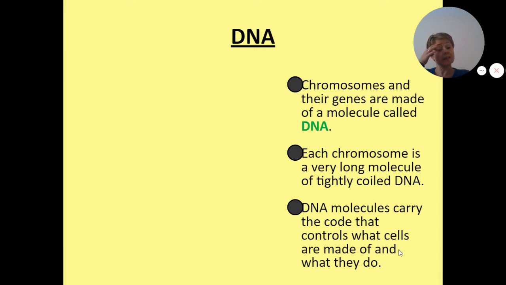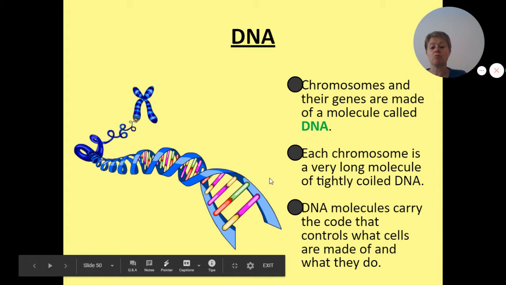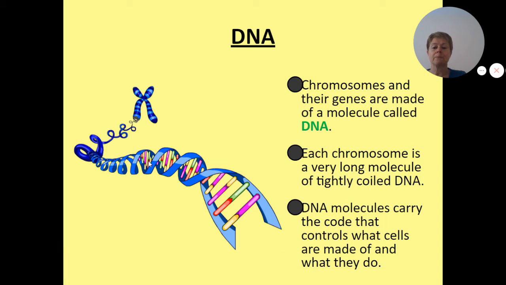So DNA, as I said before, is just a chemical that chromosomes are made of. And actually chromosomes are very, very, very long, tightly wound strands of DNA. So this is a really, really long, tightly wound molecule. This kind of twisty ladder structure is known as the double helix structure. And it's these DNA molecules that actually contain all the instructions for making you who you are, which is incredible.